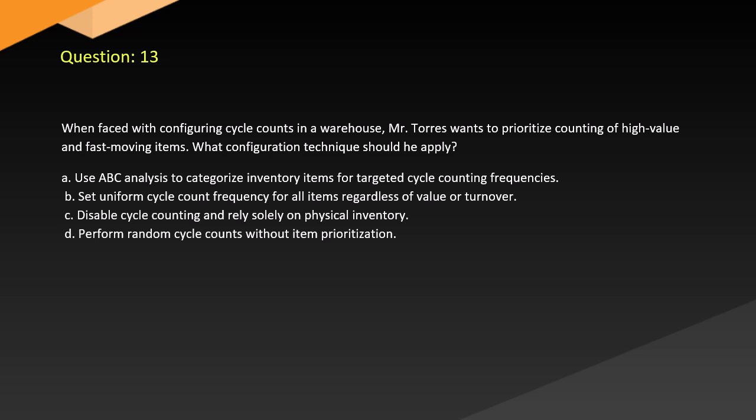B. Set uniform cycle count frequency for all items regardless of value or turnover. C. Disable cycle counting and rely solely on physical inventory. D. Perform random cycle counts without item prioritization.